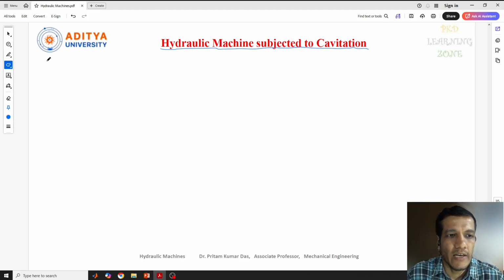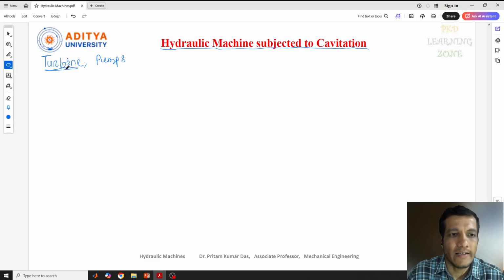We know that basically we have the turbine and the pump. There are different types of turbines and different types of pumps. Turbines are of two types based on energy: the impulse turbine and the reaction turbine. Cavitation will be formed only in the reaction turbine.